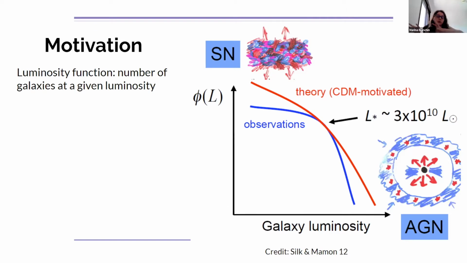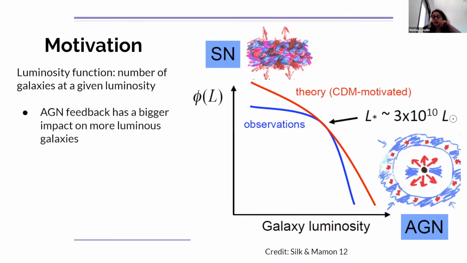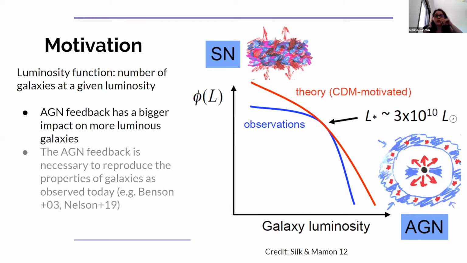We understand that at the brighter luminosities, AGN feedback is suppressing the star formation in some way that we still don't know exactly, and it is important to quantify this kind of thing. So as I said, the feedback has a bigger impact on more luminous galaxies, and it is necessary to reproduce the stellar populations and the type of galaxies and the mass of the galaxies we see in the present universe.